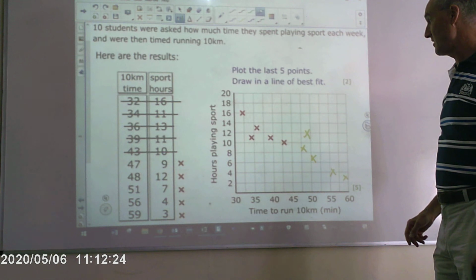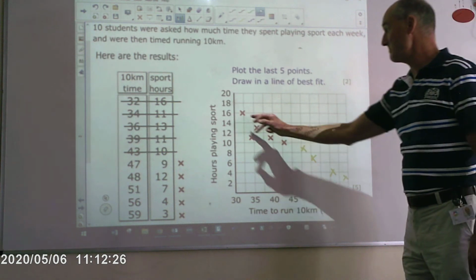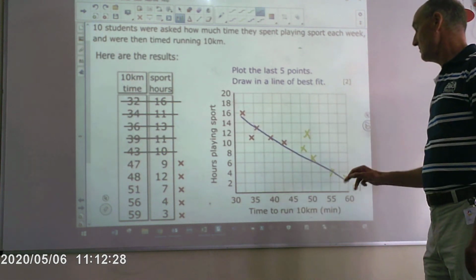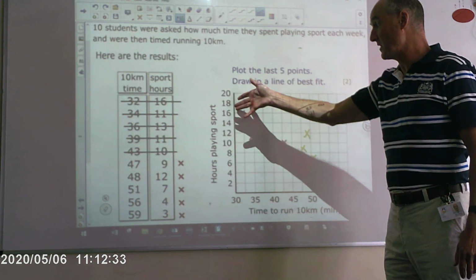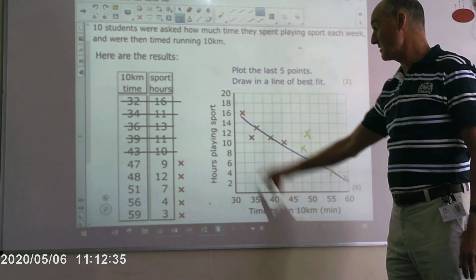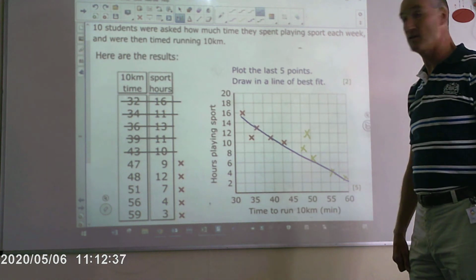Can we draw a line of best fit if we needed to? Yep. Makes sense. More hours that someone in general is playing sport, the quicker they're going to be able to complete their 10-kilometre run.